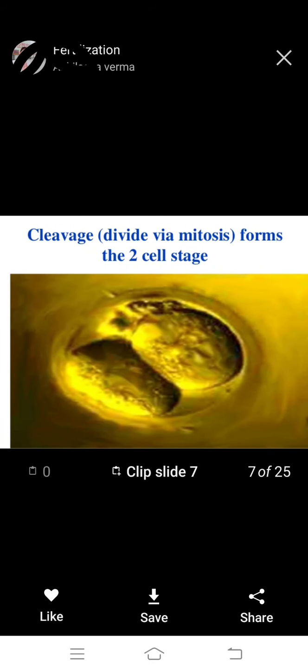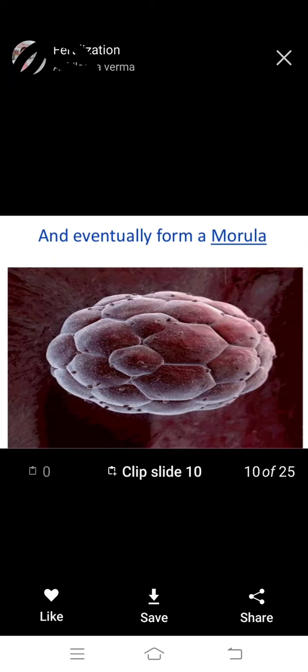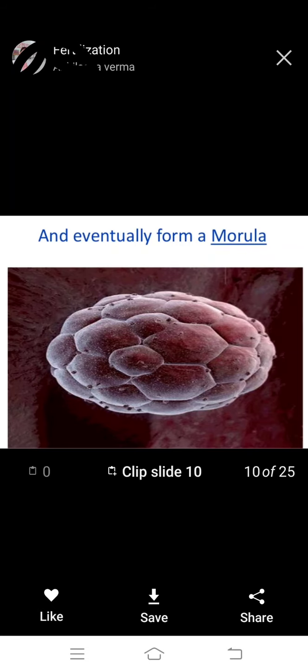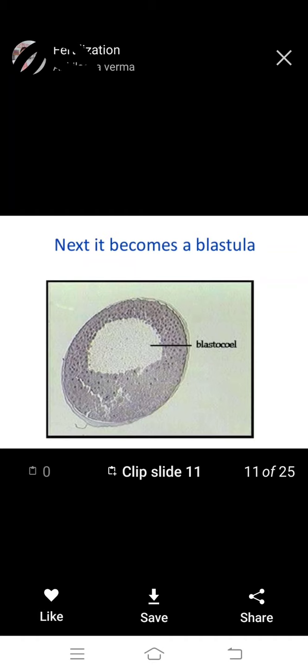Early gastrula formation, then late gastrula with three germ layers. Next, cleavage divides by mitosis, not meiosis. Mitosis means the diploid stage from the 2-cell stage. The cells split again to form the 4-cell stage, which is easy to count, and then again to form the 8-cell stage, and eventually form a morula. After the morula, the blastocoele is formed, and next it becomes a blastula.